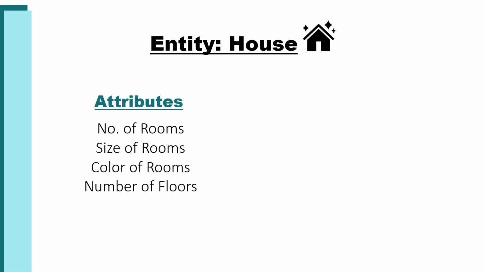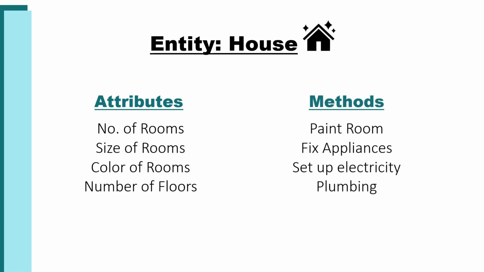And one good analogy is a house entity. To represent a house entity in programming, you need to use class and define the attributes and methods of a house. So the attributes of a house are the number of rooms, size of rooms, color of rooms, and the number of floors. And the methods are paint room, fix appliances, set up electricity, and plumbing. And that representation of a house entity using attributes and methods is called the blueprint. And now for the class to be useful, you have to create an object from that class. And that is the second concept, objects.